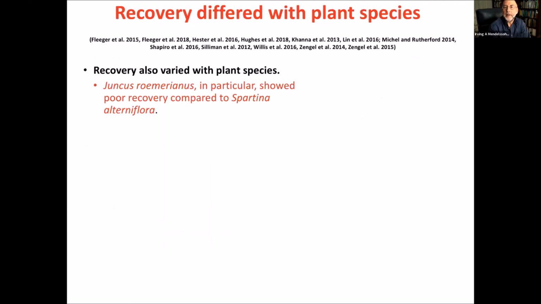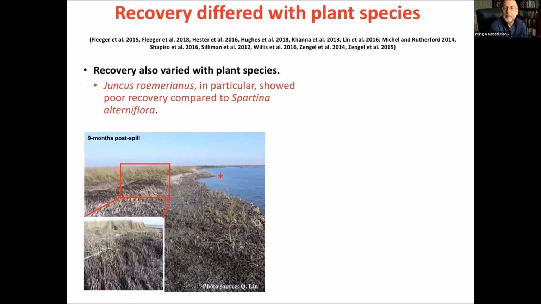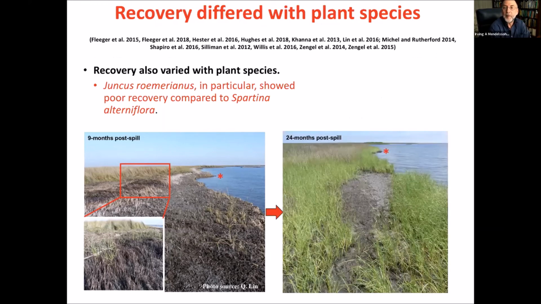Recovery, like initial impact, varied with plant species. This image shows a heavily oiled shoreline marsh composed of both Juncus and Spartina. And then 15 months later, plant recovery was underway, but only Spartina regrew and colonized these heavily oiled shorelines. Juncus did not come back, supporting the actual data that we have on this.